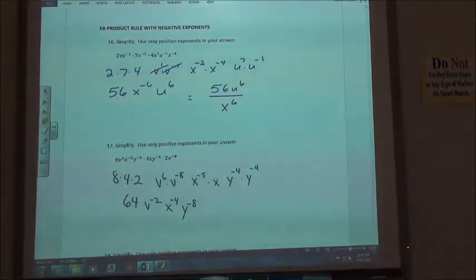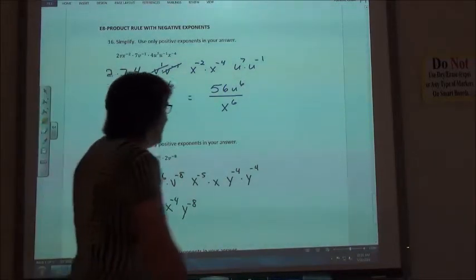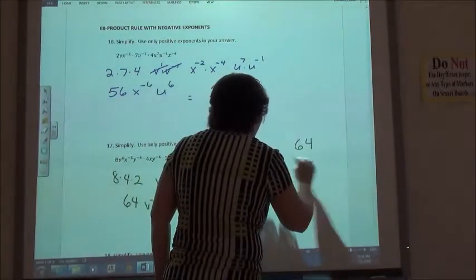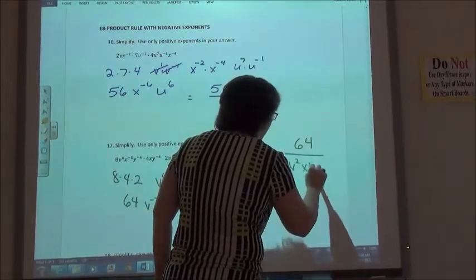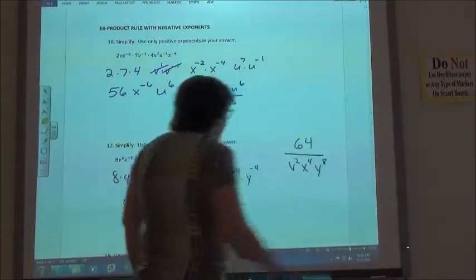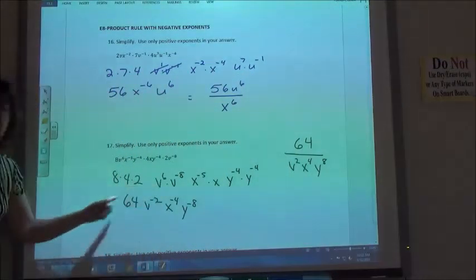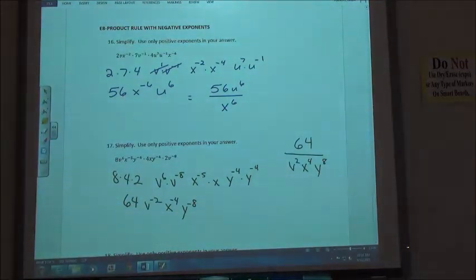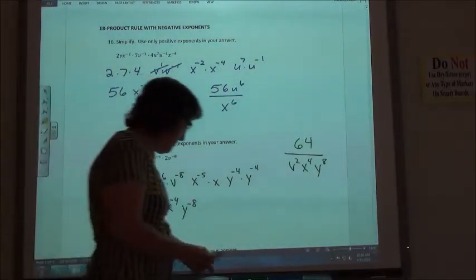So, if I look at that, I've got a whole bunch of negative exponents and I want to make them positive. What do you think my answer looks like? 64 over v to the squared, x to the 4th, y to the 8th. Exactly. All of those end up going down to the bottom, but the 64 stays where it's at, which is on top, because that doesn't have a negative exponent. So the 64 is on top, then we got v to the 2nd, x to the 4th, and y to the 8th on the bottom.